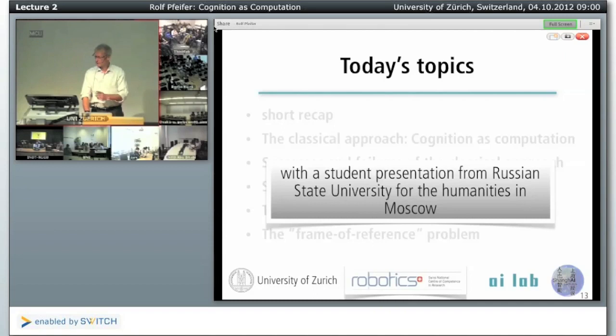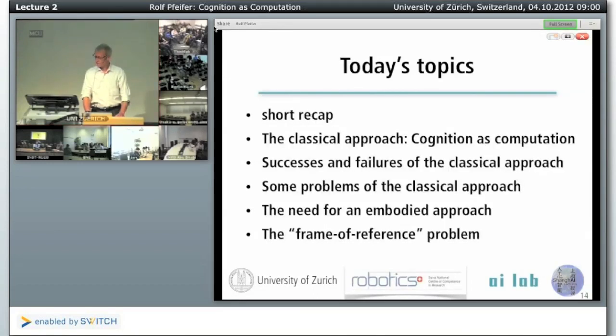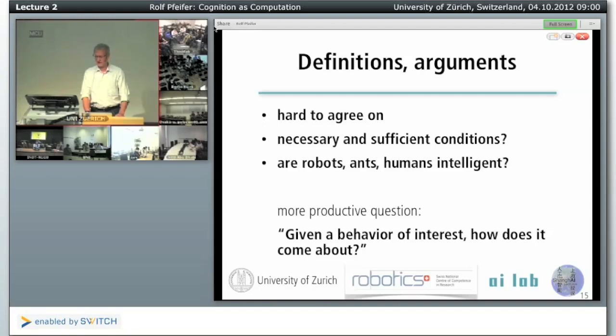Okay, so let me start with a short recap. We will have a student presentation from Russia, but let's briefly look at what we talked about last time. We talked about trying to define intelligence, and we realized that it's maybe not so easy, hard to agree on. Are there necessary and sufficient conditions? Forget it. And then we asked the questions, are robots, ants, humans intelligent or not? We looked at ants and we saw arguments in favor of calling ants intelligent and arguments against calling ants intelligent. And then we agreed that the more productive question would be, given a particular behavior of interest, irrespective of whether you want to call that intelligent or not, how does it come about? What are the mechanisms underlying this behavior?